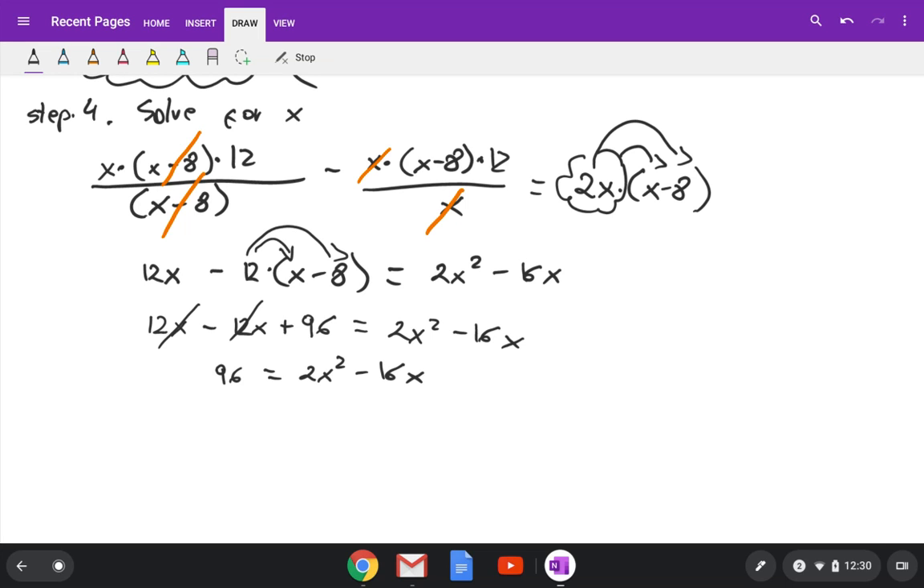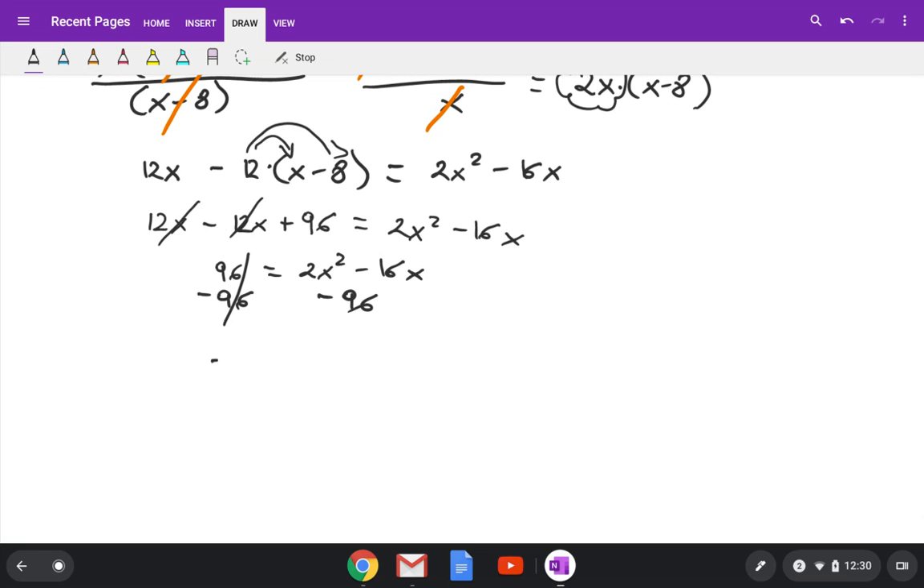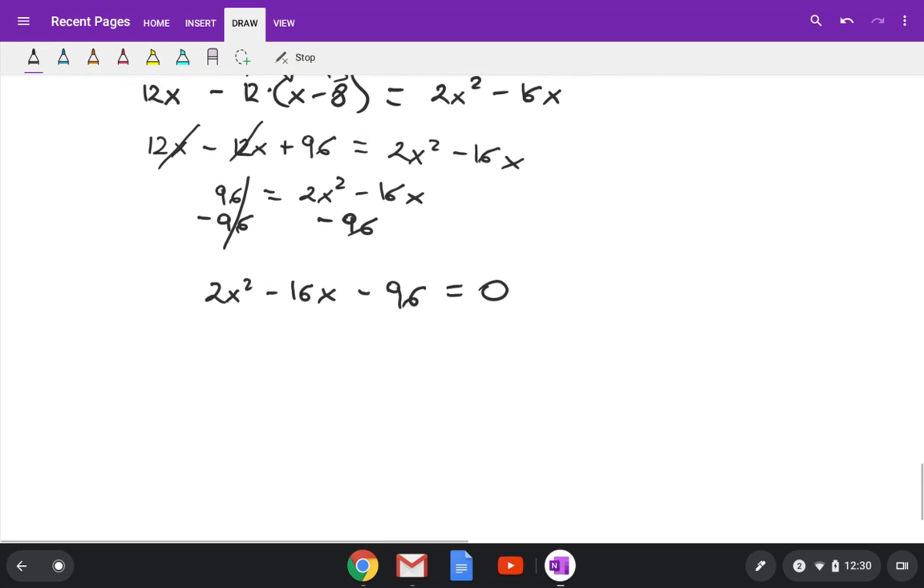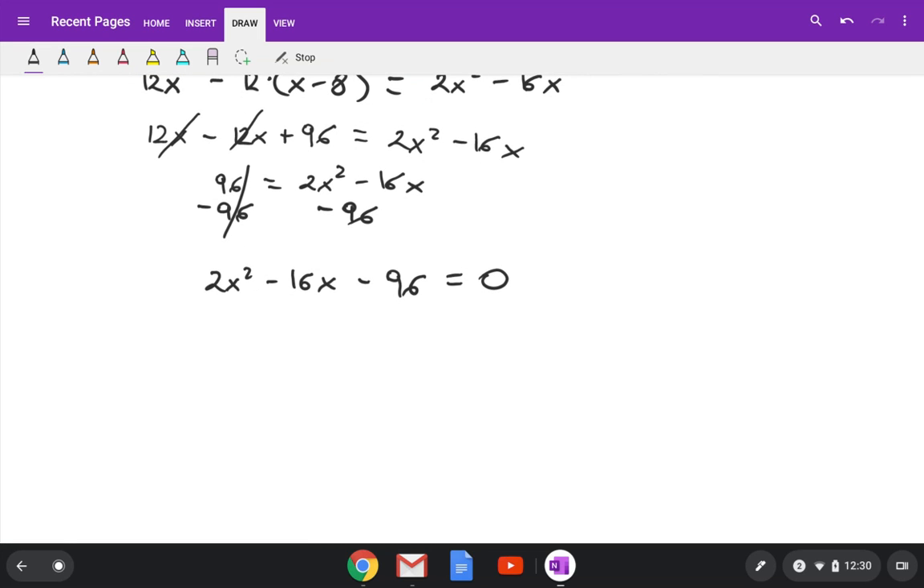So this is a quadratic equation. To solve a quadratic equation, you have to have a 0 on one side, so I will subtract 96, and we'll end up with 2x squared minus 16x minus 96 equals 0. To solve this one, you need to factor. What I recommend is to find the GCF, the greatest common factor. So you have 2, 16, and 96.